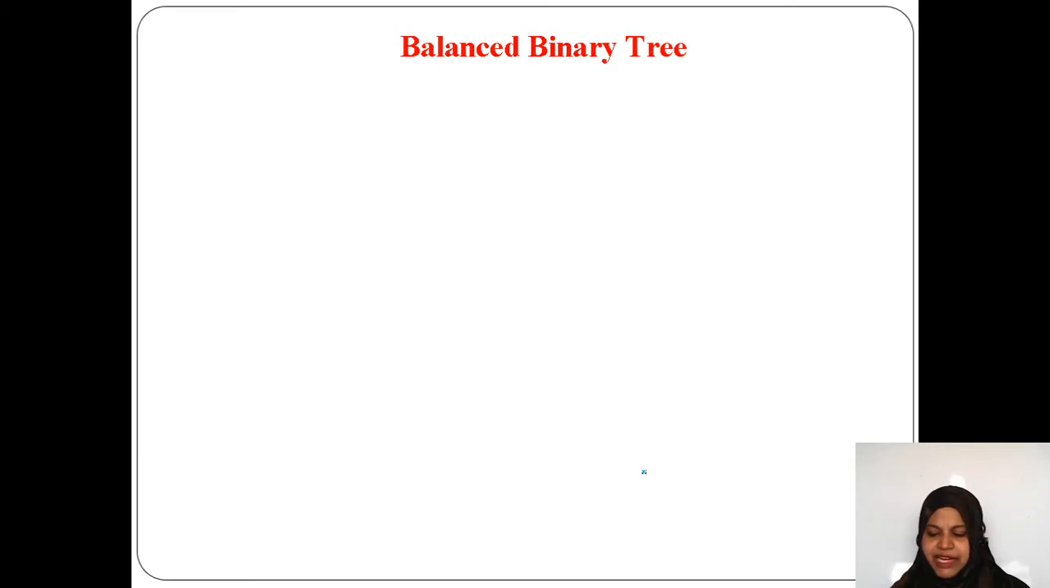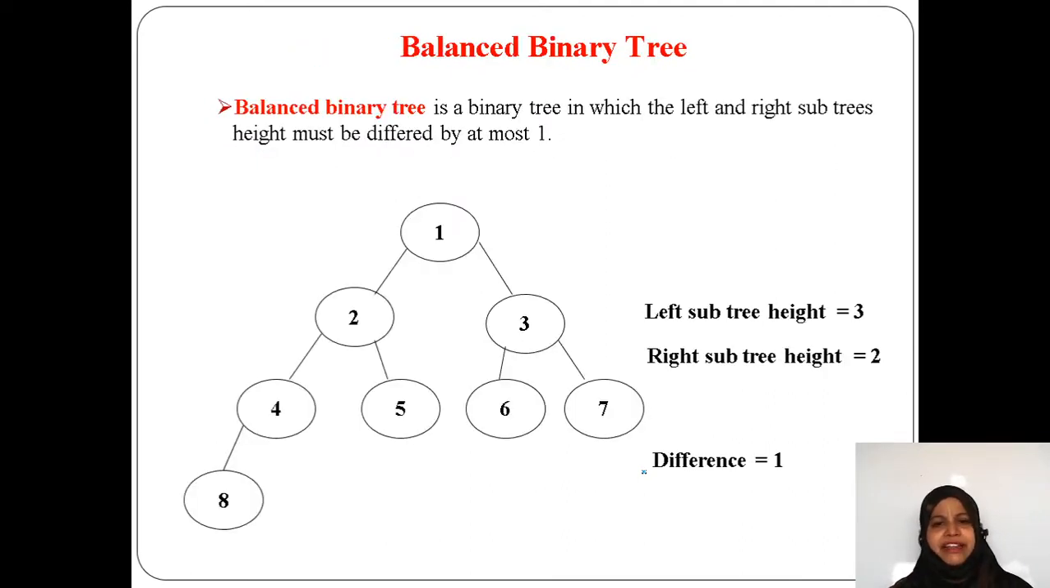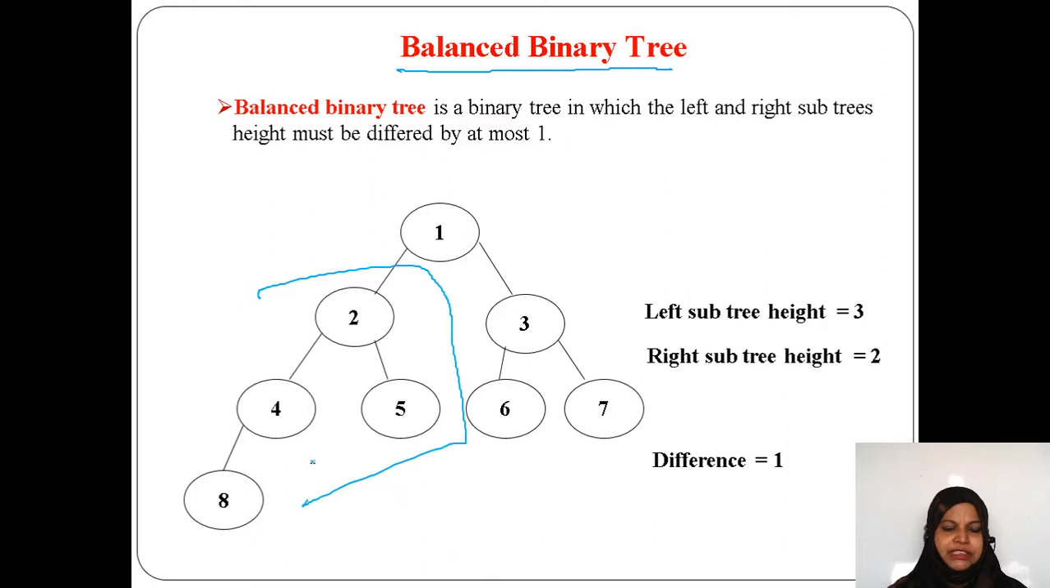Right? Next one is the balanced binary tree. A balanced binary tree is a binary tree in which the heights of the left and right subtrees must differ by at most 1. The difference between the height of the left subtree and the height of the right subtree must be at most 1. Then only that particular tree is known as a balanced binary tree. See here, this is the left subtree and this is the right subtree.